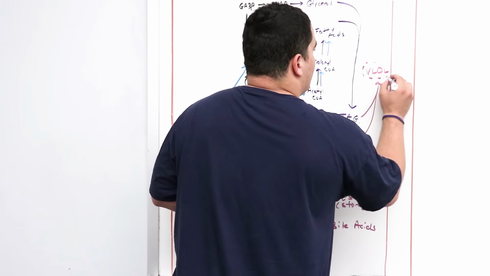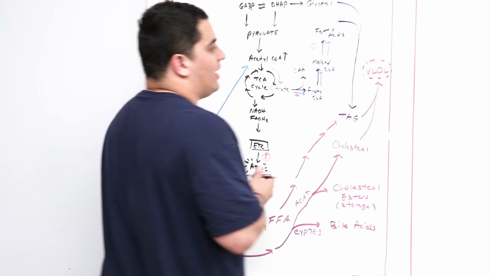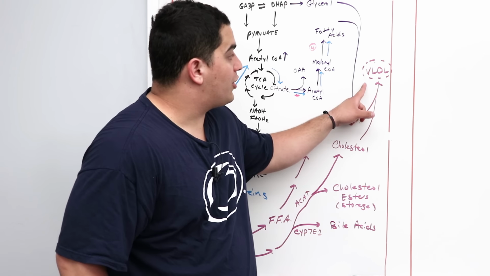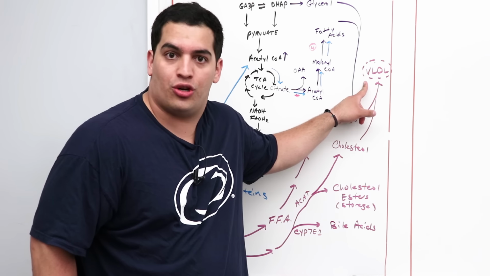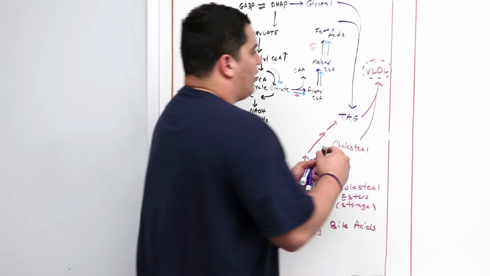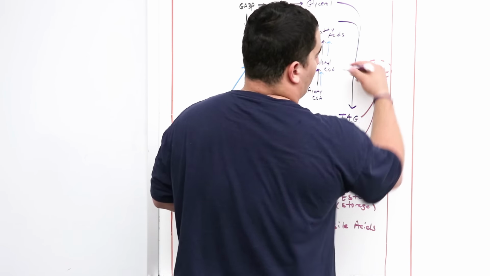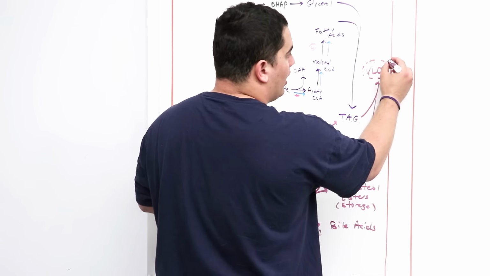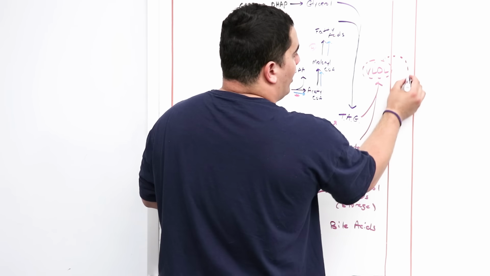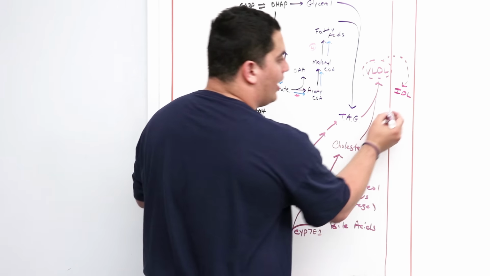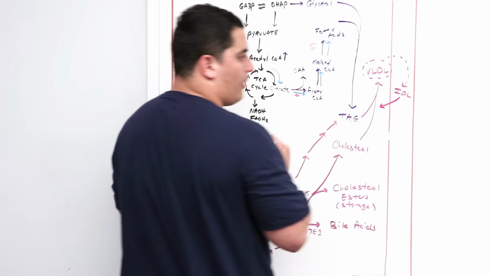And if you remember these VLDLs, we can put these out into the actual circulation and distribute a lot of the cholesterol and the triglycerides to the fat tissue, the muscle tissue. And if you remember, the VLDL will actually return. So it'll go to the adipose tissue, go to the muscle tissue, and then afterwards, it'll come back in the form of IDL, right? And some of that IDL will be taken up by the liver.